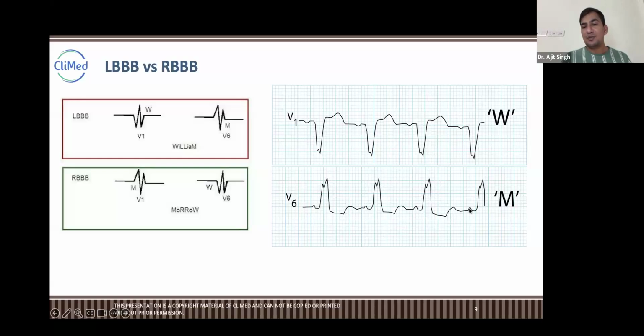Usually there is no P, sometimes there is a P also. In LBBB and RBBB there is a P wave also. When it comes to ventricular tachycardia, AF or atrial flutter, then there is no P wave. So you will see the QRS complex is W and M. If it is RBBB, it starts with M, Morrow to William, M to W, and if it is left, then the W to M pattern. Pattern means V1 and V6. We have to check V1 and V6.